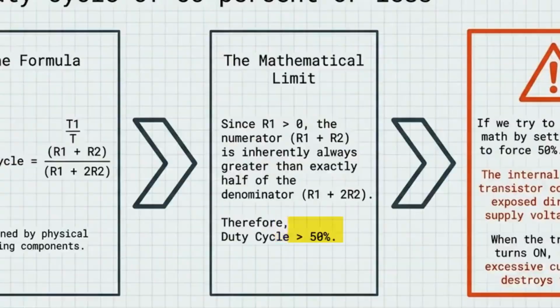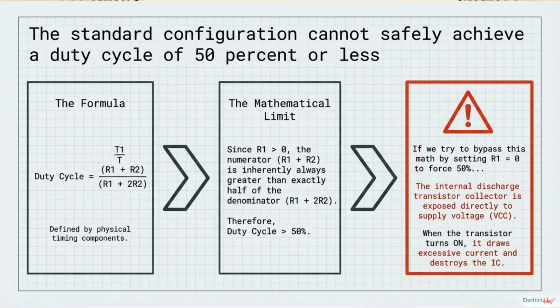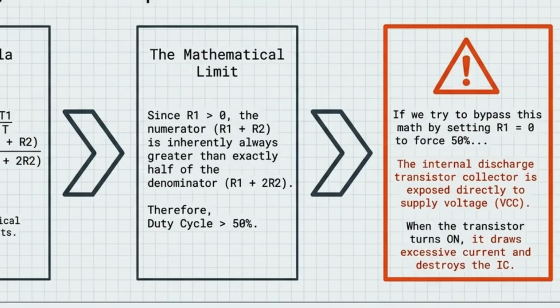The obvious workaround is to force a 50% ratio by completely removing R1, setting its value to 0 ohms. But in physical reality, zeroing out R1 triggers an immediate physical failure. When phase 2 begins, the internal discharge transistor turns on. Without R1 to limit the current, that transistor is exposed to a direct short from the supply voltage to ground, drawing massive current and instantly destroying the chip.